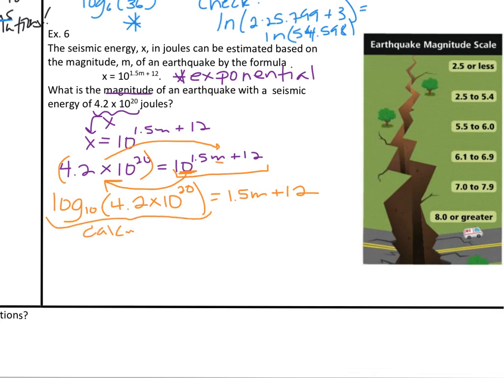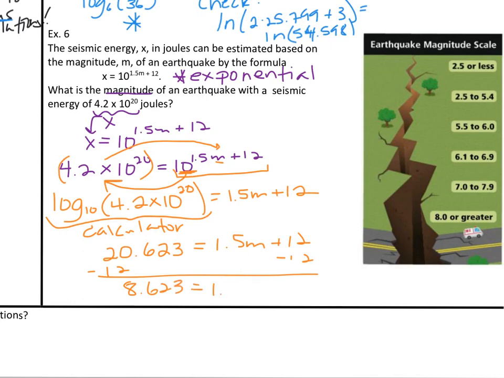With base 10, we should be able to plug that all in. Please do that now. Plug that into your calculator and we'll round to the nearest thousandth. When you plug that in, you should get approximately 20.623. On the right-hand side, 1.5 m plus 12. If we subtract 12, we would get 8.623 equals 1.5 m. Divide both sides by 1.5, and this should give us the approximate magnitude of that earthquake. 8.623 divided by 1.5 would be 5.749. I'd say that's right probably about in the middle of the magnitudes for earthquakes.